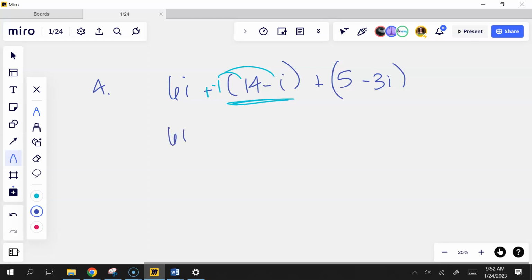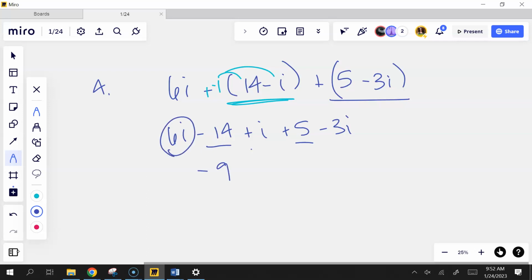But this will become 6i minus 14 plus i. These signs stay the same because here I'm adding. So plus 5 minus 3i. Now all I have to do is gather my like terms together. So all the numbers without an i on them, negative 14 and 5, give me what? Negative 9. 6i, 1i, and negative 3i gives me 6 plus 1 is 7, and 7 minus 3 is 4.